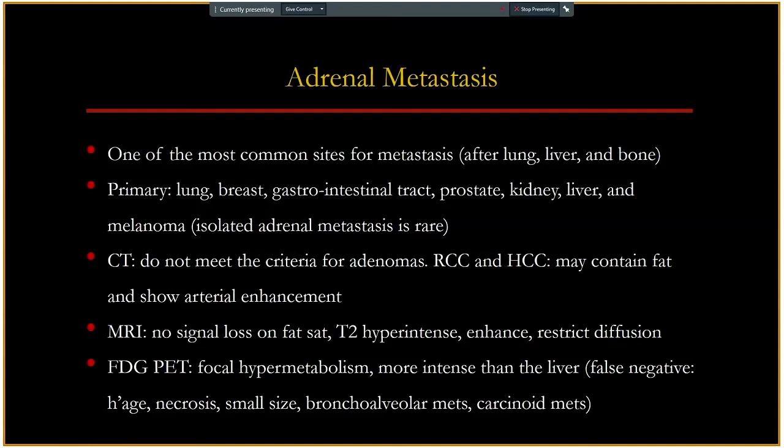With FDG PET, we want to see focal hypermetabolism, uptake more intense than the liver. The situations in which we have false negative findings, meaning that this patient has metastatic disease, but it does not show focal hypermetabolism, is when there is hemorrhage, necrosis, small size of metastatic disease, and if the primary is a bronchoalveolar lung cancer or a carcinoid tumor, because these two pathologies are not FDG avid to begin with.